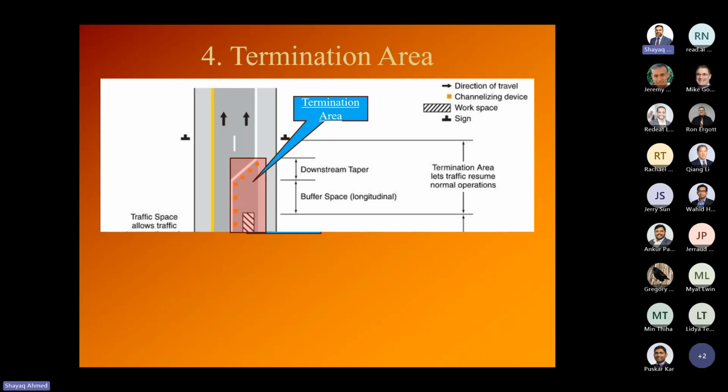And the last one is the termination area. So basically this termination area includes the buffer and downstream taper. As I explained earlier, most of the time when I do the design, I assume 100 feet for every lane closed of termination area.